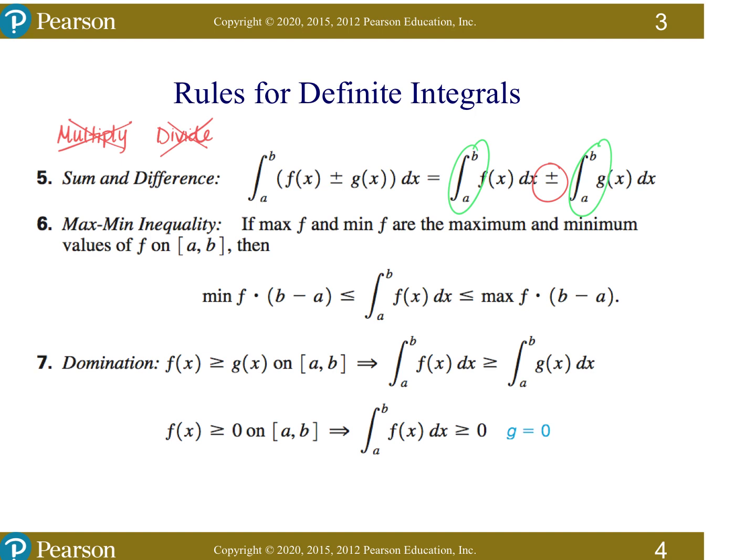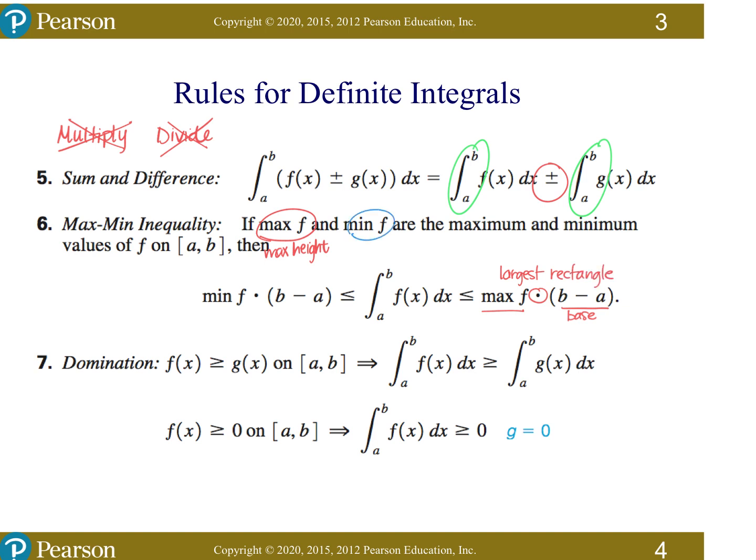The max-min inequality, again, really helps, I think, if you think about area. If you think about the maximum of f, that's the maximum height, the tallest. And then if you take that max height and you multiply it by the base, this is going to give you a base times height of the largest rectangle. So the largest rectangle possible.